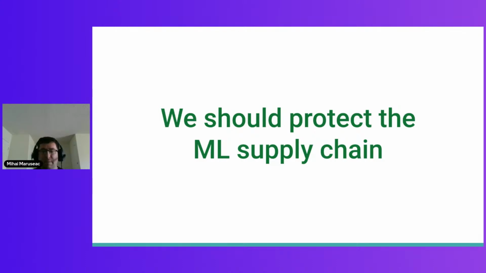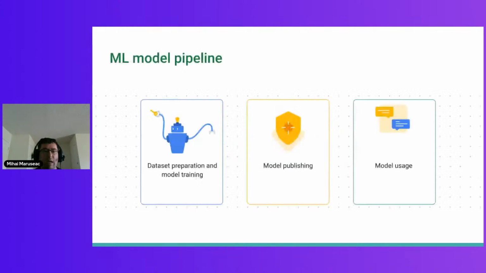Okay, so what is this ML supply chain? Looking at how ML is developed, we see three separate stages. The first stage is looking at data, gathering enough data, analyzing data, filtering data, making data in the shape that you can use for your model, and then training the model.